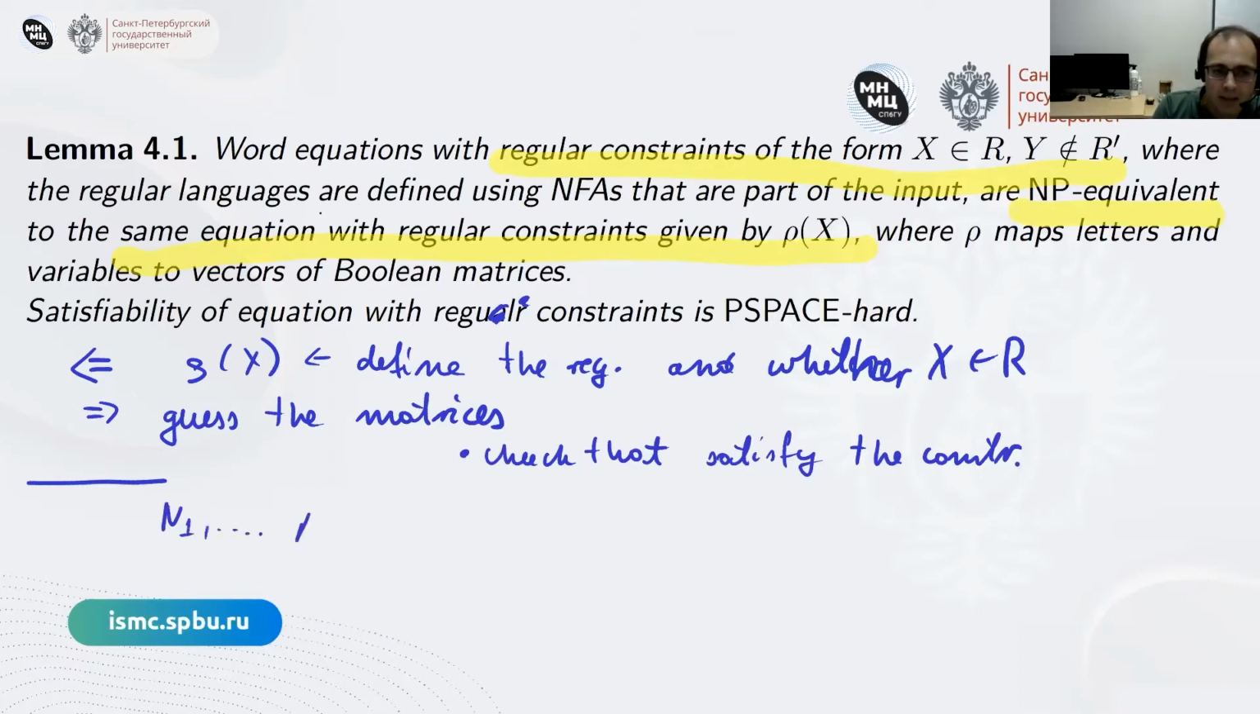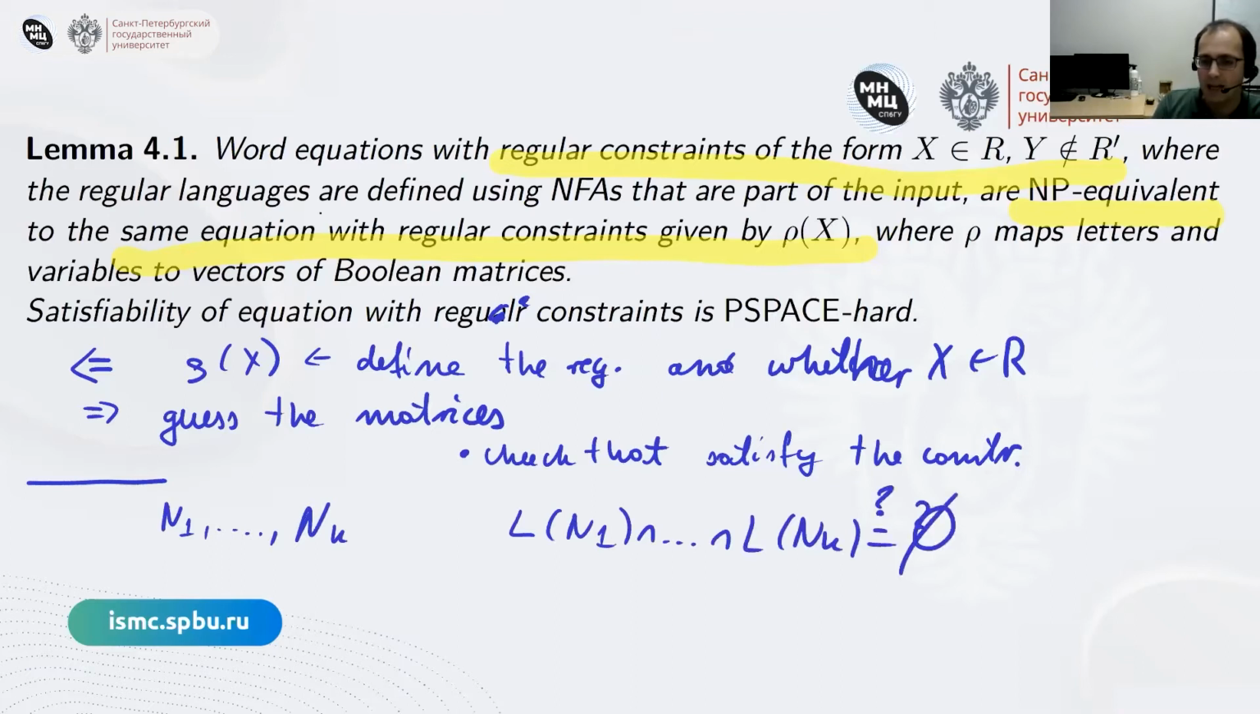we are given some finite automata and ask whether there is a word in the intersection of all of those finite automata, or languages recognized by all those finite automata. So this problem is PSPACE-hard. Well, assuming that this k can also be part of the input, so the k can also grow with the size of the instance.